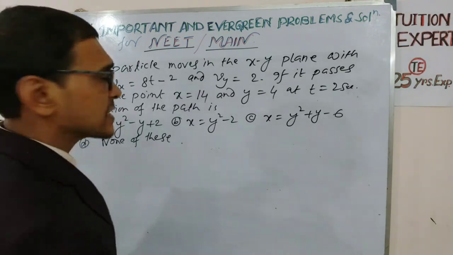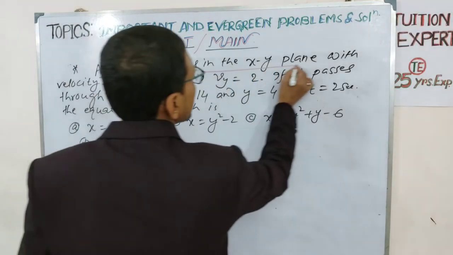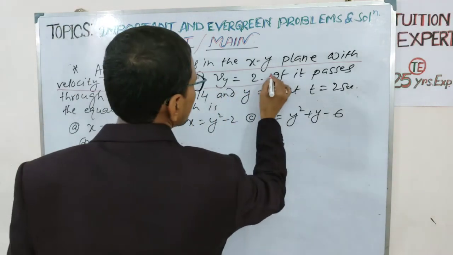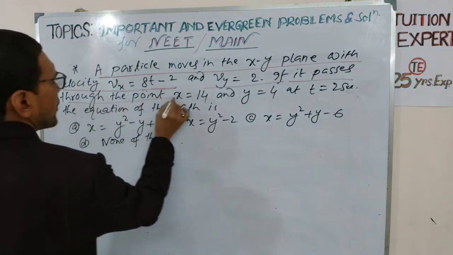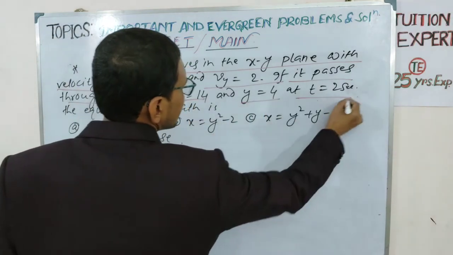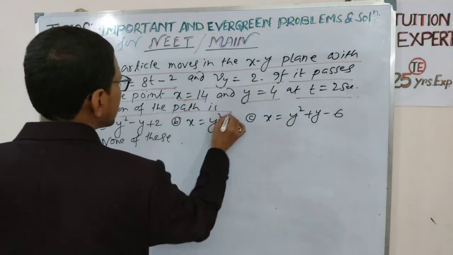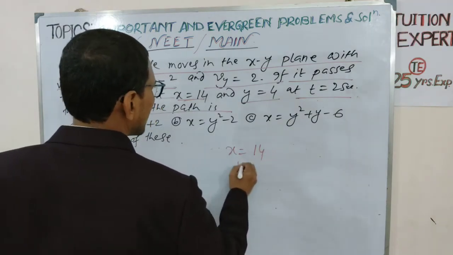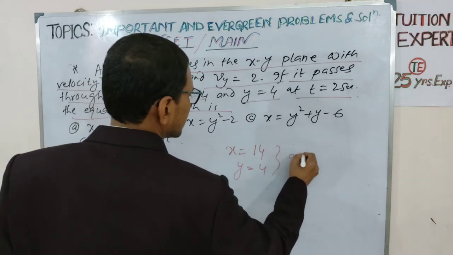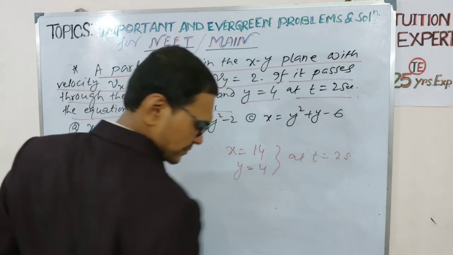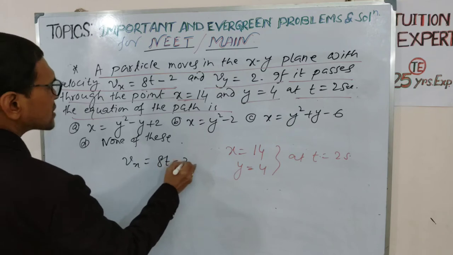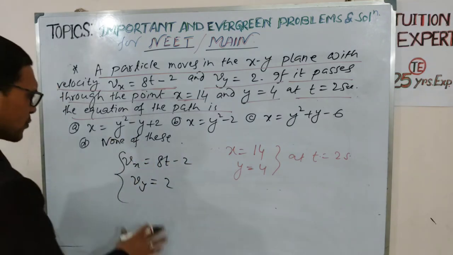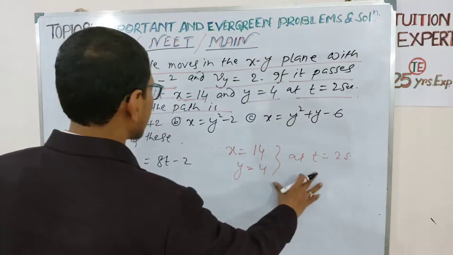Repeat the problem once again. A particle moves in the xy plane with velocity vx equal to 8t minus 2 and vy equal to 2. If it passes through the point x equal to 14 and y equal to 4 at t equal to 2 seconds, the equation of the path is which? These are given. From this we have to write the equation.